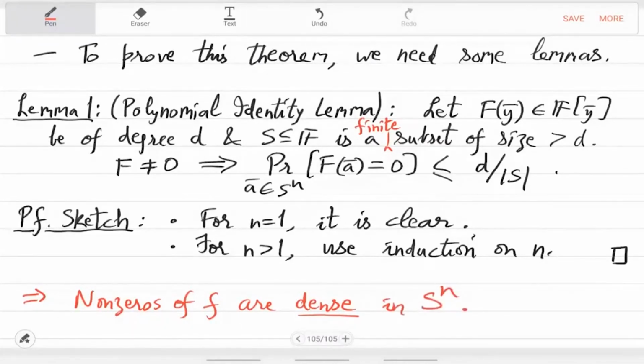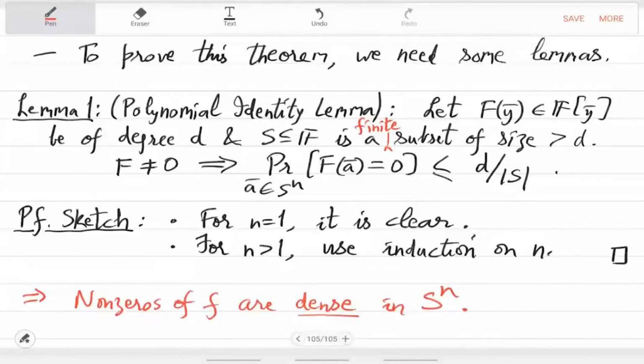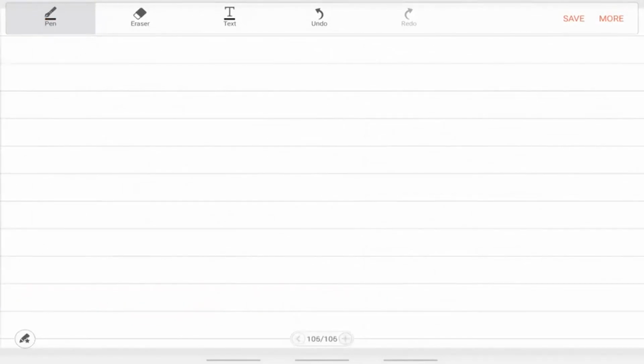So zeros are not dense, but the non-zeros are dense in the space S to the n. Geometrically, this is what the lemma says. But we will actually need these error probabilities, so you actually have to prove this for the analysis of the algorithm. Okay, so once you have this, let us discuss this issue of monic f. That needs some pre-processing. Let me define that term.